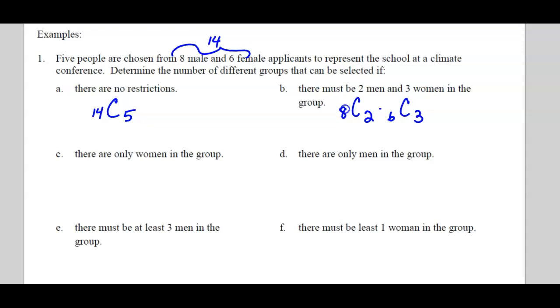And that's really going to be the case, unless you're choosing 1 out of 1 person, for example, and you don't bother showing that because it's just 1, then that's not going to be a great way to check. But in this case, you've shown all your work there. Only women, so that's going to be 6, and you're choosing 5 from it. Only men, 8.